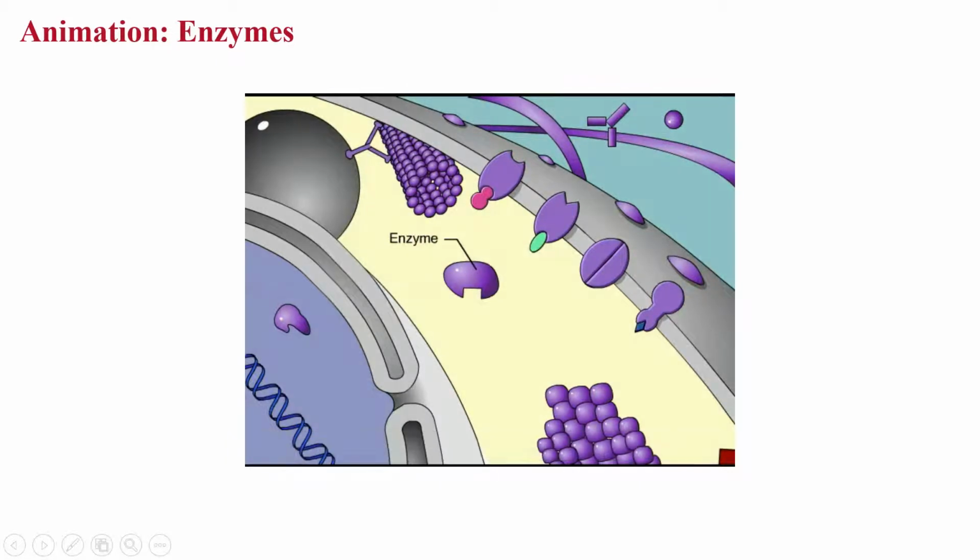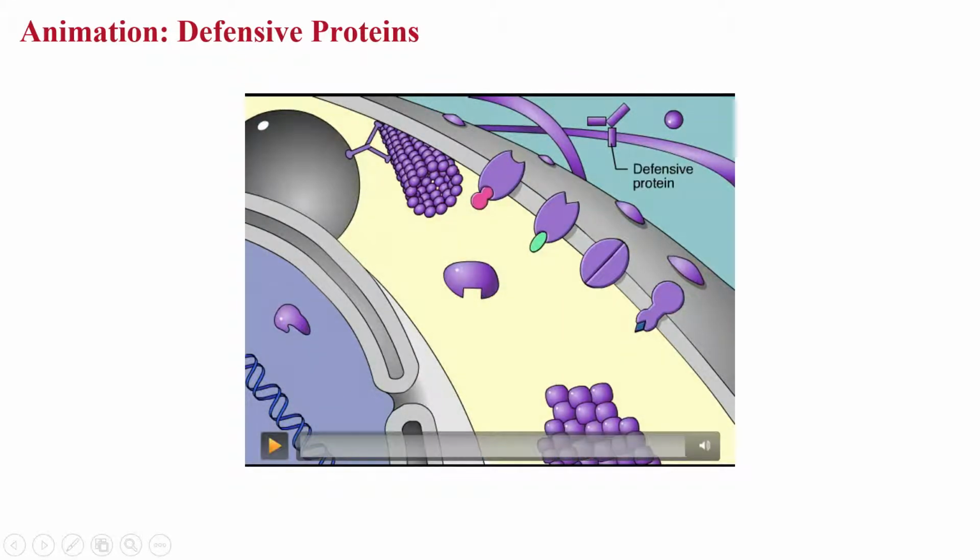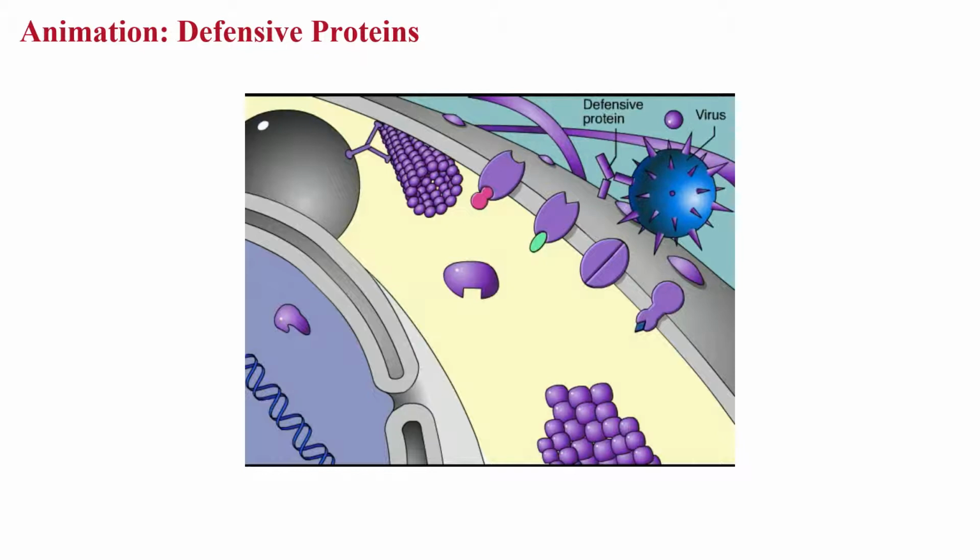An enzyme is a protein that changes the rate of a chemical reaction without itself being changed into a different molecule in the process. Enzymes promote and regulate virtually all chemical reactions in cells. The immune system makes defensive proteins called antibodies that bind to invaders, such as the virus shown here, and mark the foreign objects for destruction.